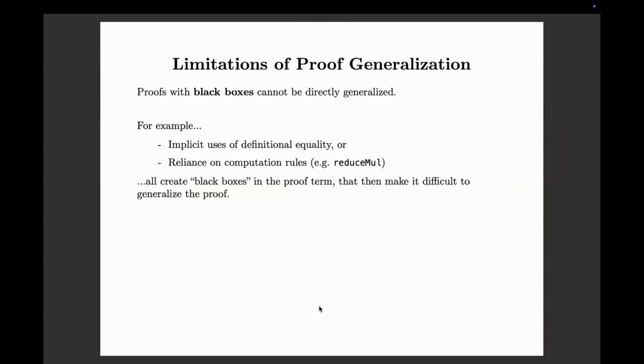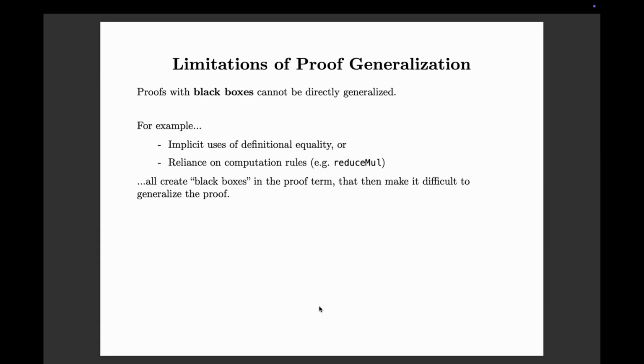Okay, so some limitations. Proofs with black boxes can't be directly generalized. I want to emphasize that this is proof generalization. So if any part of the proof is opaque, then it's not going to be possible to look into the proof and see what aspects about the constant you're trying to generalize were used in the proof. So we need all of those reasoning steps to be transparent for this to work.